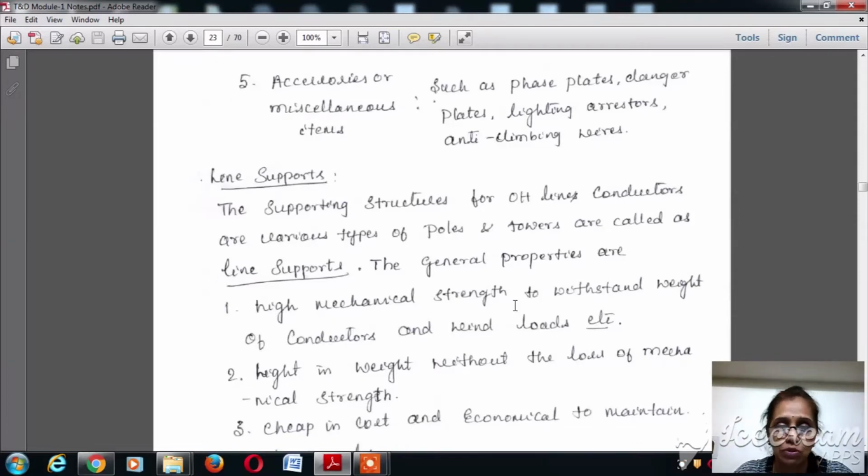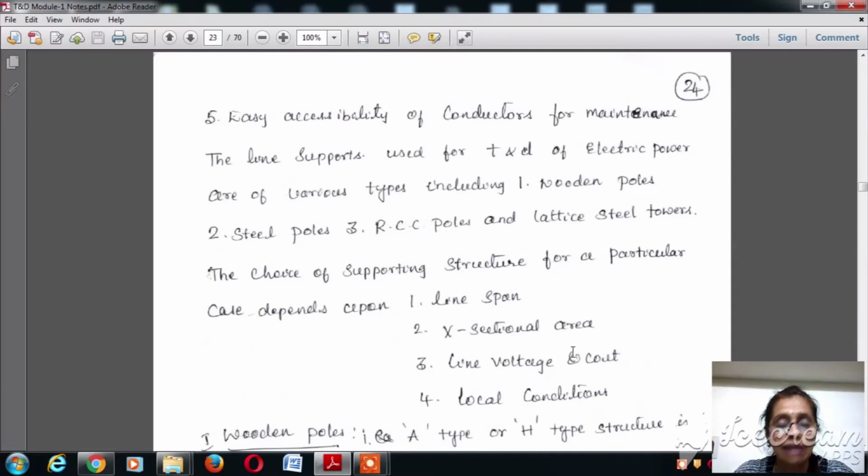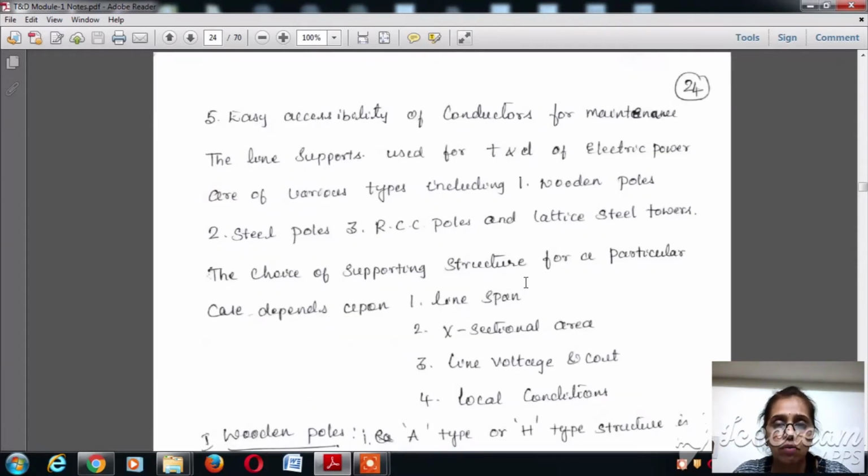The general properties of the line supports are that they should offer the mechanical strength to withstand the weight of the conductor and the wind loads, without loss of mechanical strength. They should be light in weight and cheap in cost, that is, cost effective, and should not add to the cost of the transmission line system. They should be economical to maintain, offer a long life to the existing system, and be within the safety norms.